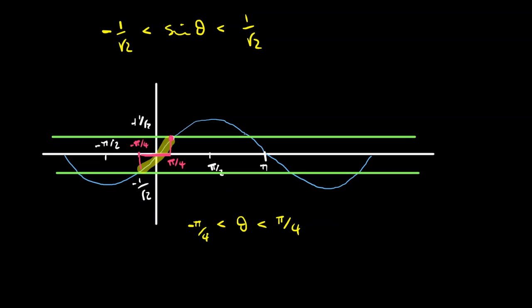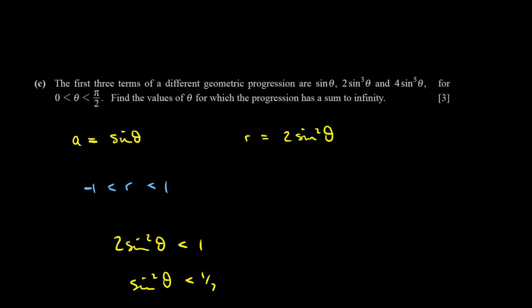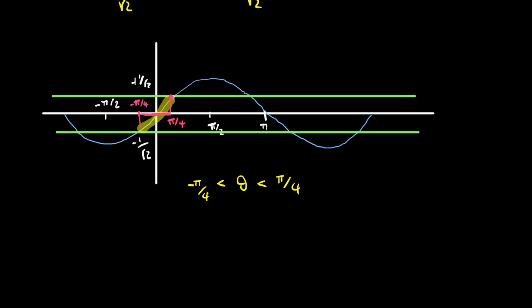But remember, if we read the question very carefully, theta is between 0 and pi by 2. So actually, we're not even interested in this part, right? So that part we're not interested in. All we're interested in is the bit between 0 and pi by 4. So in the end, our final answer should be that theta is between 0 and pi by 4.